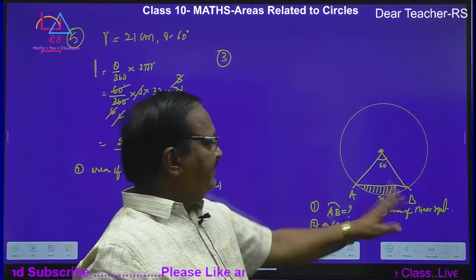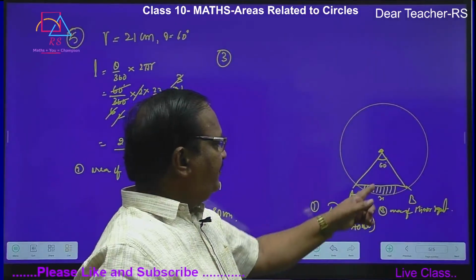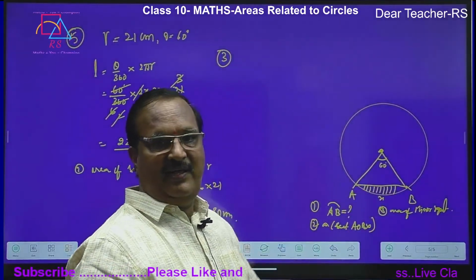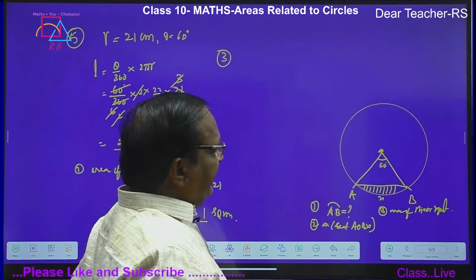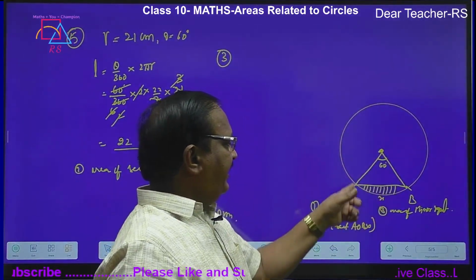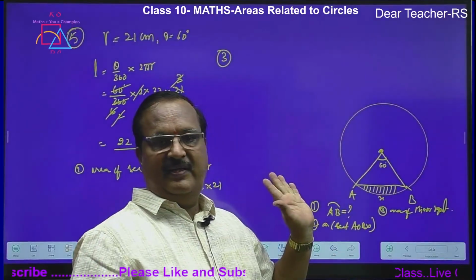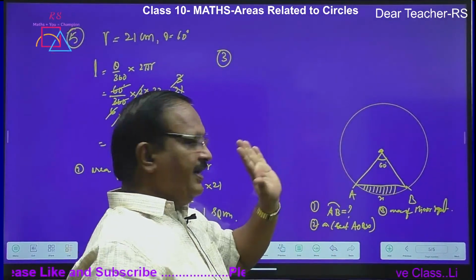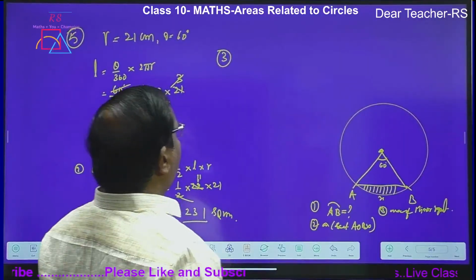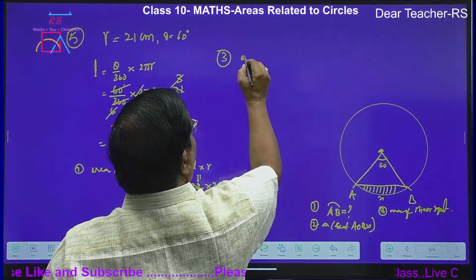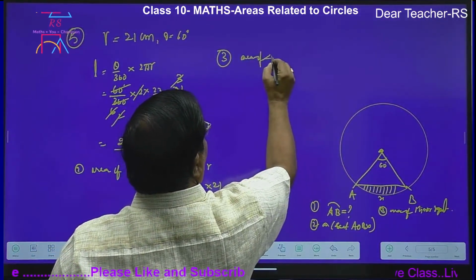The third one is the area of the segment. For that we have to find out the area of the triangle, because this entire minor sector minus this triangle is equal to this shaded area. So finding the area of the triangle is very necessary. So we will find the area of triangle AOB.